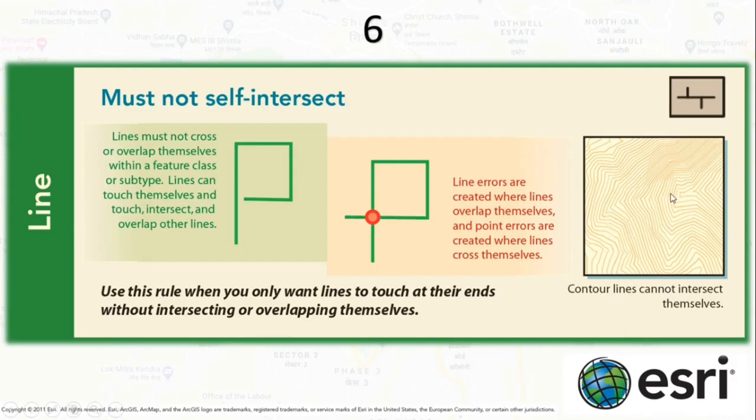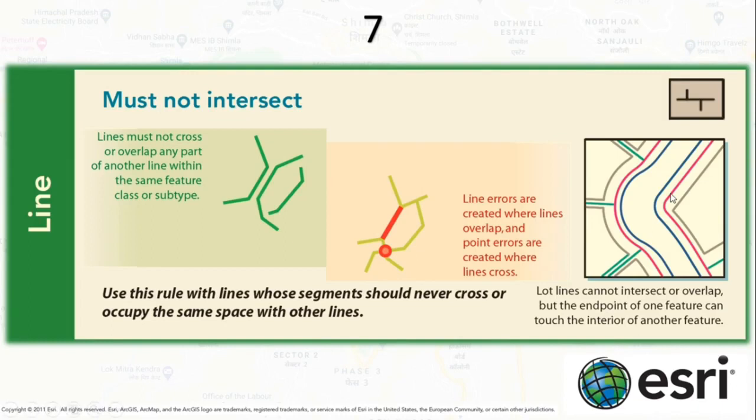Next is must not intersect. It requires that line features from the same feature class or subtype not cross or overlap each other. Lines can share endpoints. This rule is useful for contour lines that should never cross each other, or in cases where the intersection of the lines should only occur at endpoints, such as street segments and intersections.